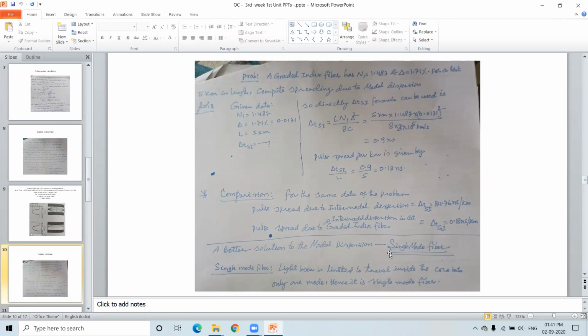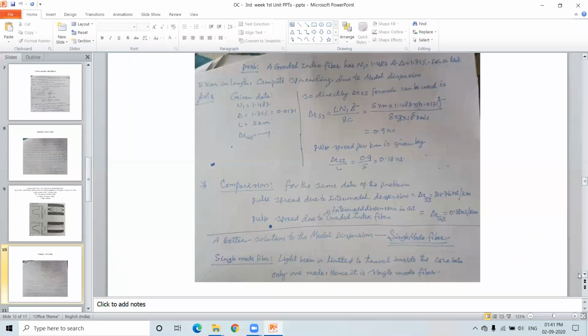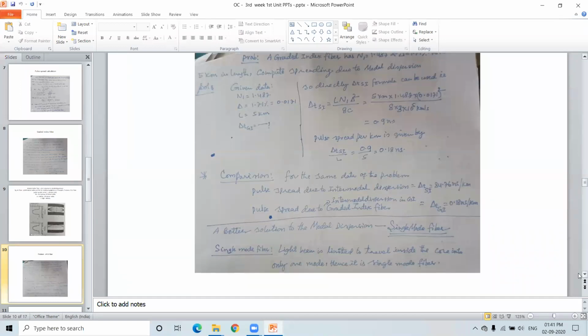Graded index multimode is the first solution to the intermodal dispersion. The best solution or the better solution for the intermodal dispersion is the next kind of the optical fiber, that is the single mode optical fiber, single mode step index optical fiber. Look at what is written here, single mode: the better solution to the mode dispersion is the single mode optical fiber. Single mode means single mode in step index itself.